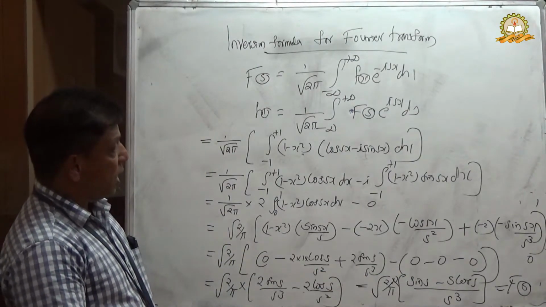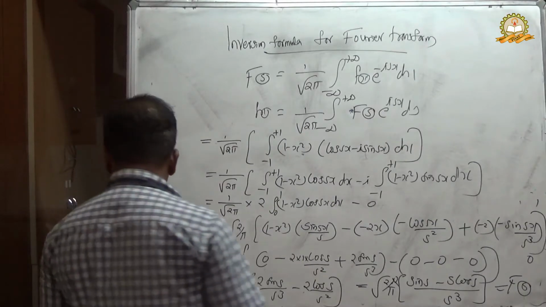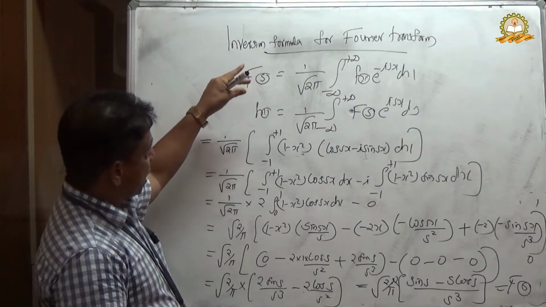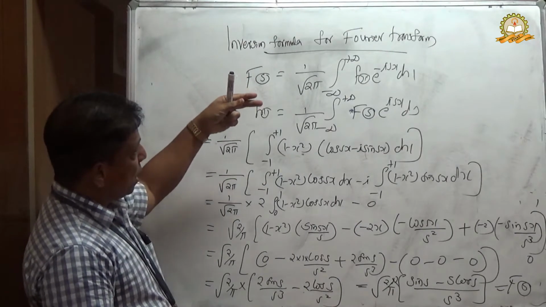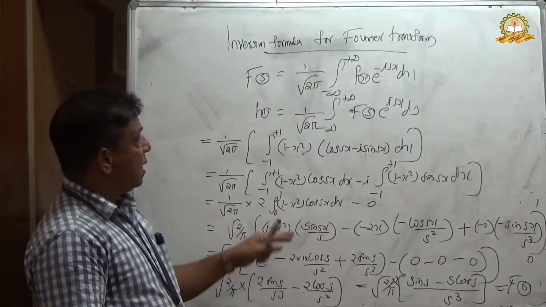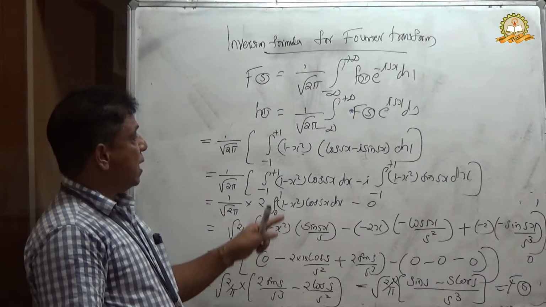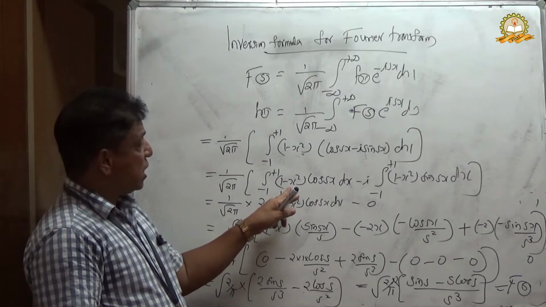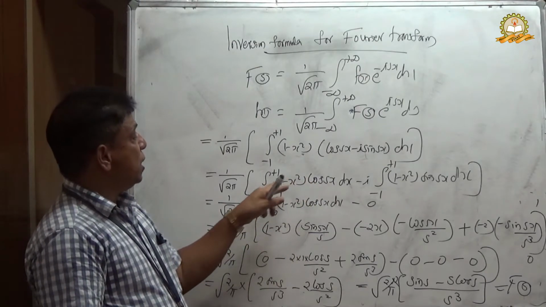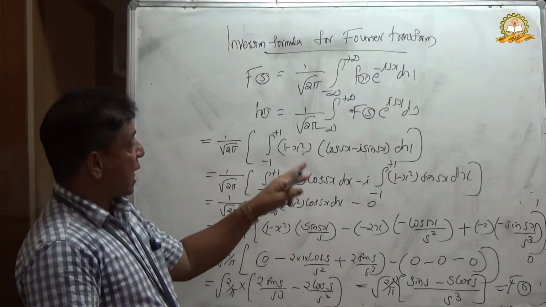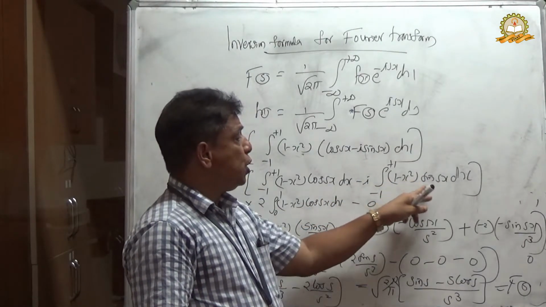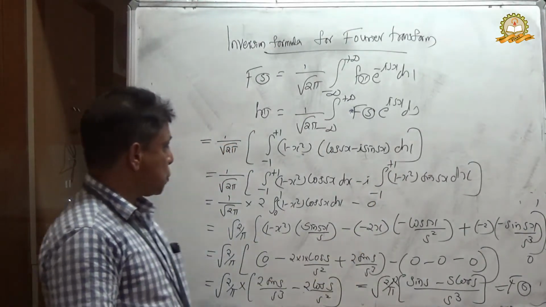Then we can find the second case. That is the evaluation case. These are the steps. First you write the formula. After writing the formula, e raised to minus isx can be taken as cos sx minus i sin sx. Then multiplying, in the first case 1 minus x square is an even function, cos sx is an even function, even into even, therefore this term will be from 0 to 1. In the second case, 1 minus x square is an even function, sin sx is an odd function, odd into even is odd, therefore the second term will be 0.